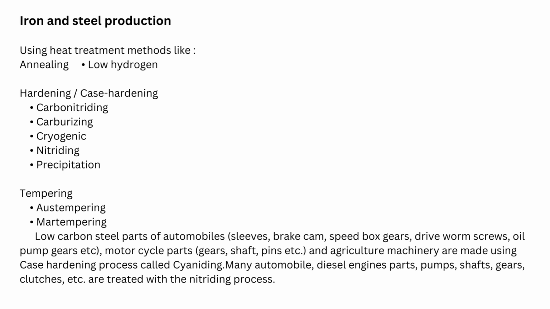So hardening, case hardening, carbonitriding, carburizing, cryogenic, nitriding, precipitation. Lower carbon steel parts of automobiles, sleeves, brake cams, speedboat gear, are made using case hardening processes like cyaniding, and many automobile diesel engine parts, pumps, shafts, gears, clutches, etc. are treated with the nitriding process.